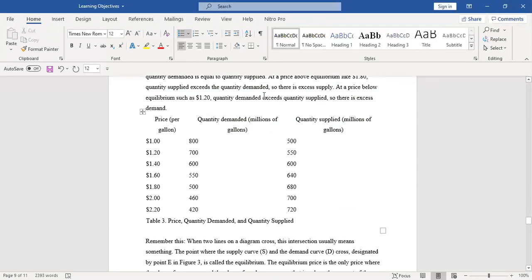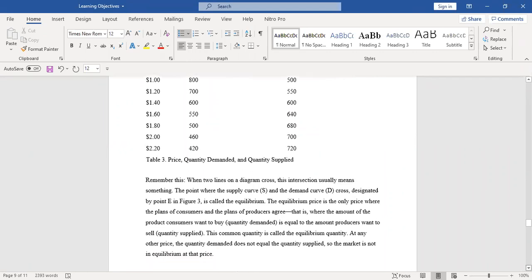Right. So here we have the demand and supply schedule. I put them both together. So we have the price. At a price of $1, quantity demanded is 800, quantity supplied is 500. And you can see the equilibrium here is 140, quantity demanded is 600, quantity supplied is 600. Good? Remember this.